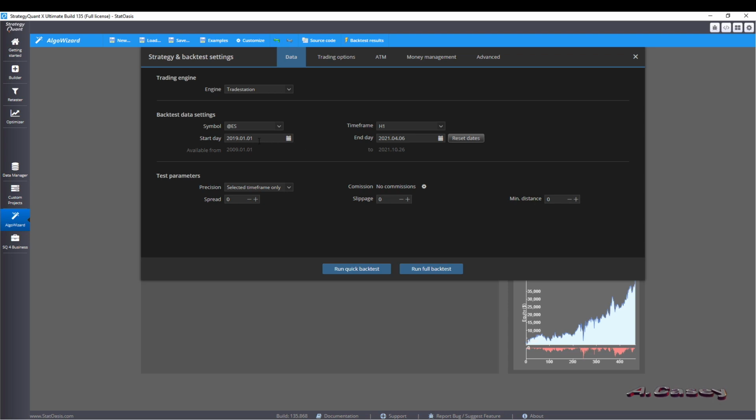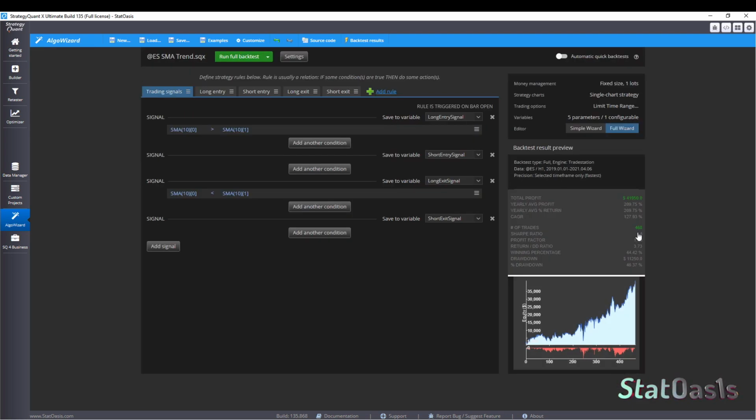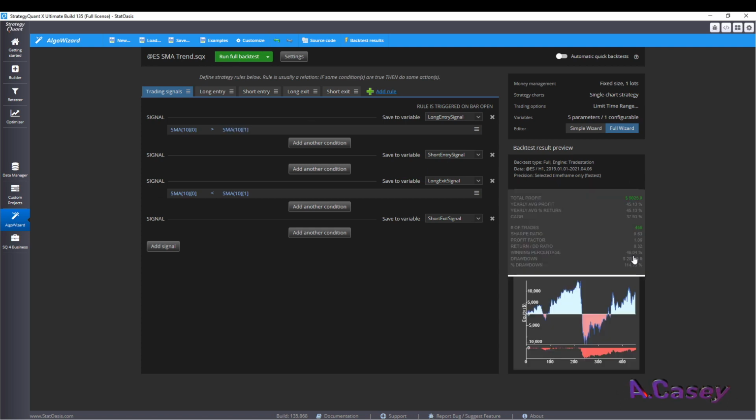So 1 hour, January 1/19 to April 26. Here we have 468 trades, 41,950. Here we have 456 trades. So it's very hard to match the data exactly, but in theory they should be the same, but they will never be the same. No two data providers will have the same data.